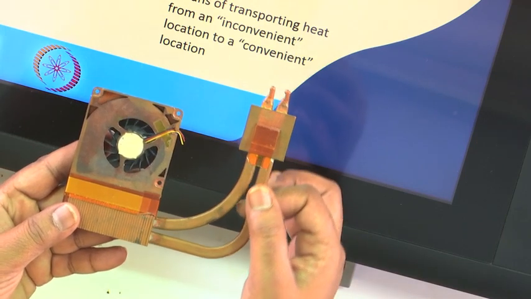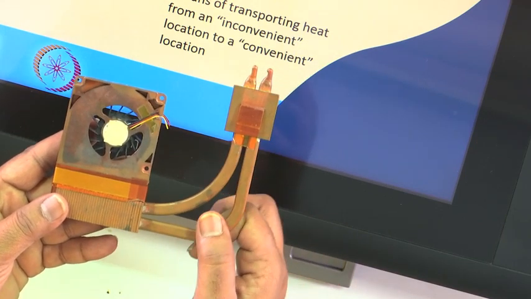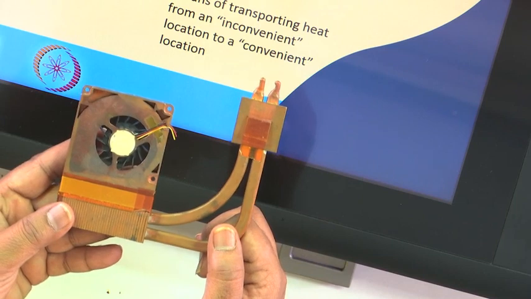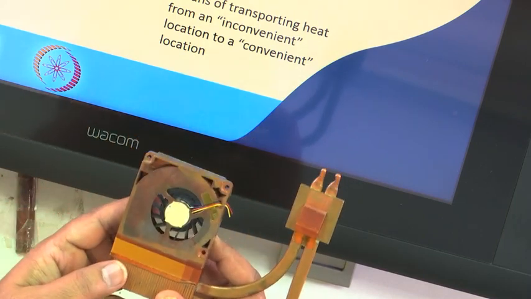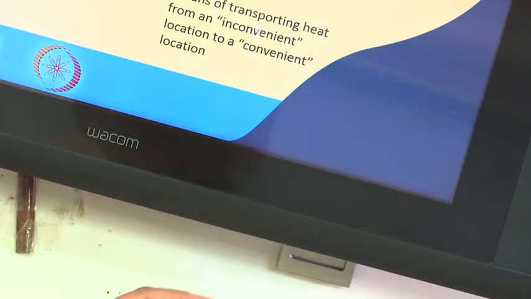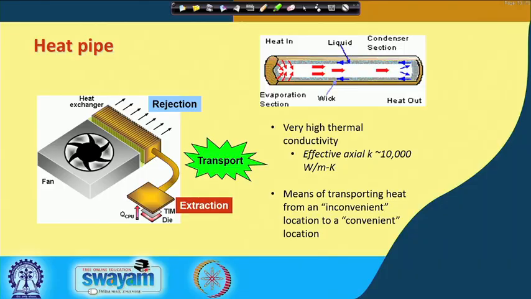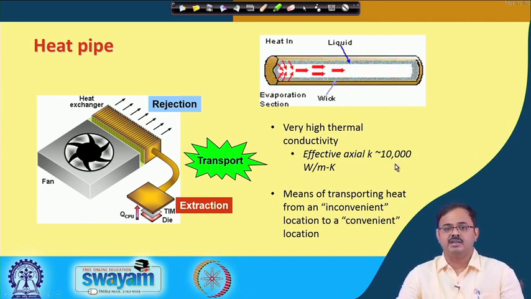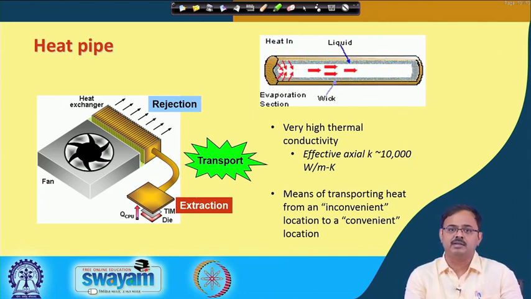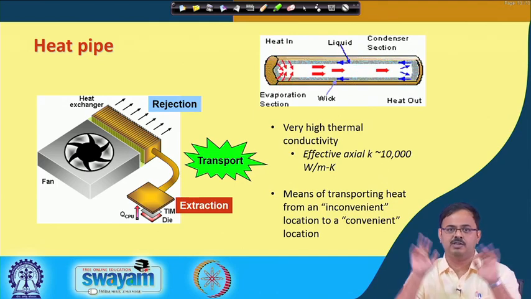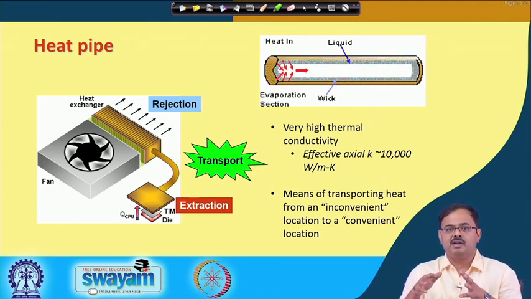All right. So, from outside what do we see? This looks like a copper rod, a flattened copper rod, but actually inside it is hollow. So, let us come back to the screen. Why do we use a heat pipe instead of a copper rod? Because the effective axial thermal conductivity is very, very high. It is like 10,000 watts per meter Kelvin. Copper is 400. So, this is a much more efficient conductor. Conductor within quotes, because it is an effective heat conduction.